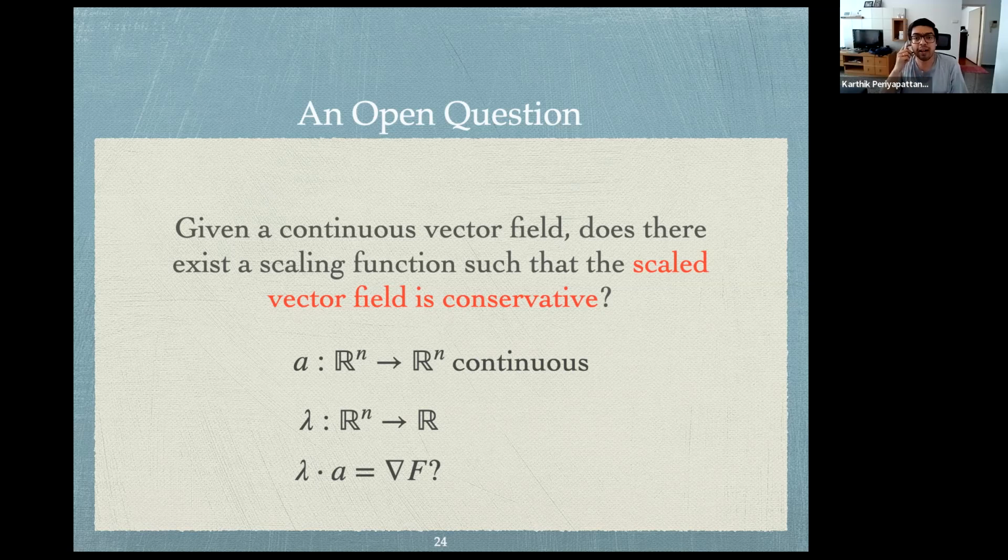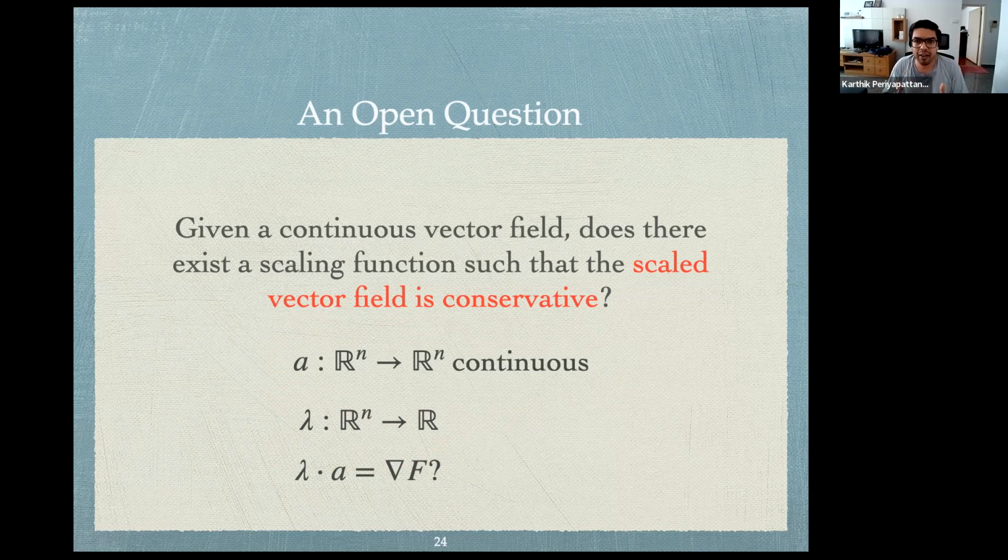For example, if you remember, electric field is a conservative vector field because it can be represented as a gradient of a potential, negative gradient of a potential in some nice cases. So the conservative word comes from there. So given some continuous vector field, which a priori may not be conservative, can we scale it so that the scaled vector field is conservative?